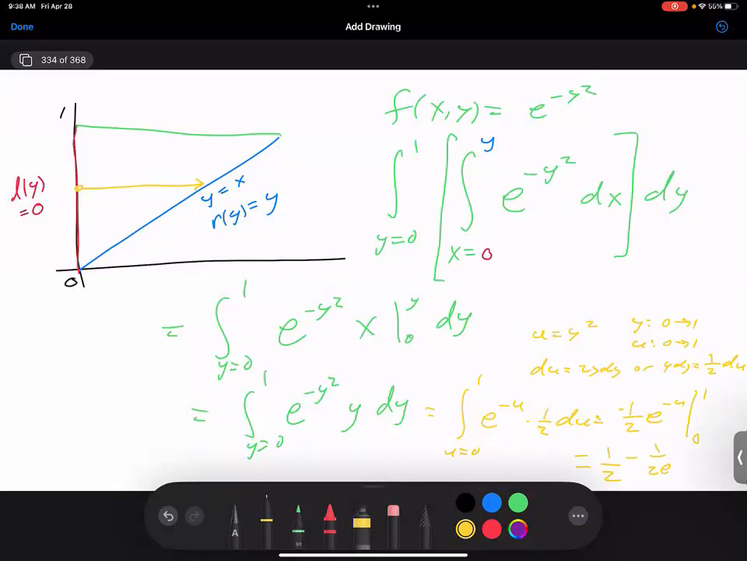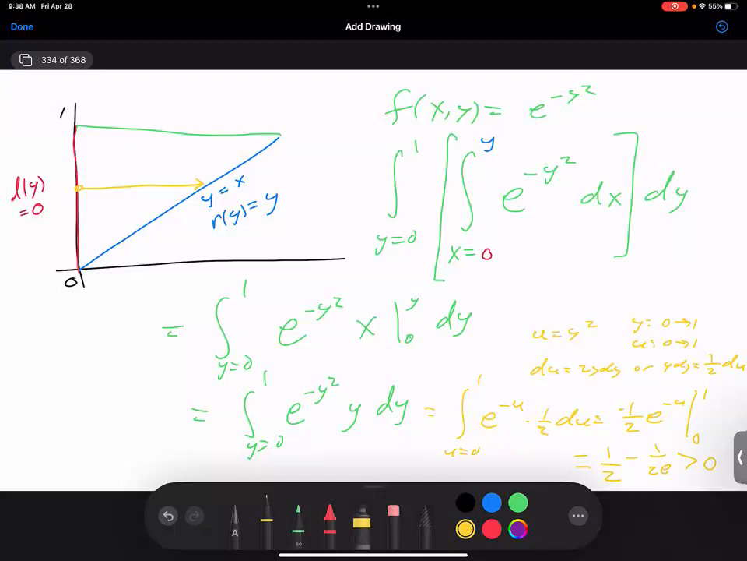So is this a negative number? Why do you think it's negative? It's 1/2 minus 1 over 2e. It's positive. So this is a positive number. It's not a number you've probably ever seen before, but we know it's positive.